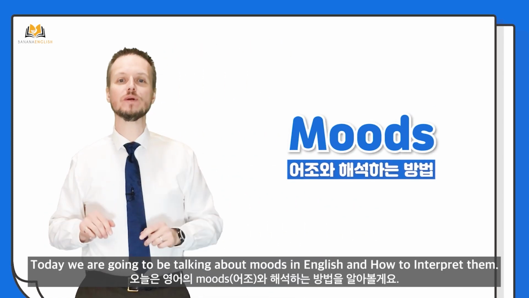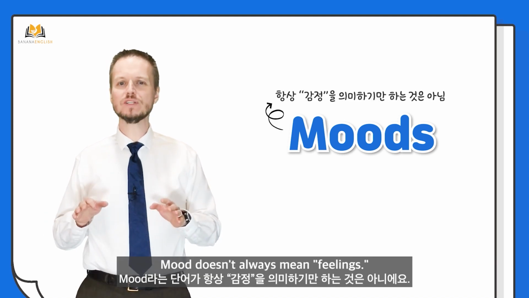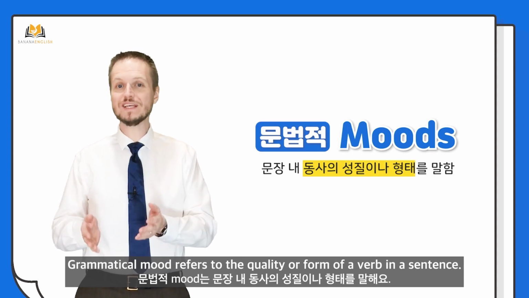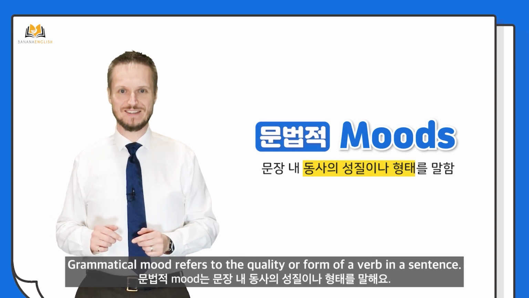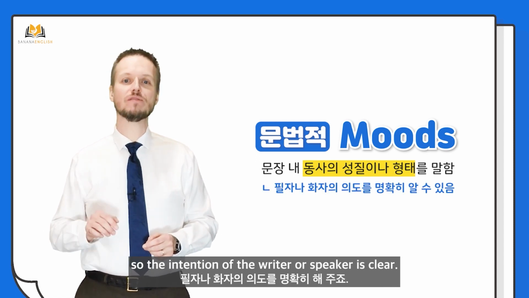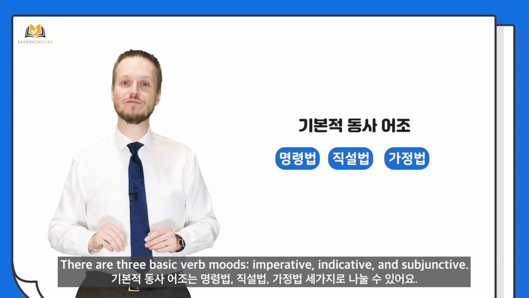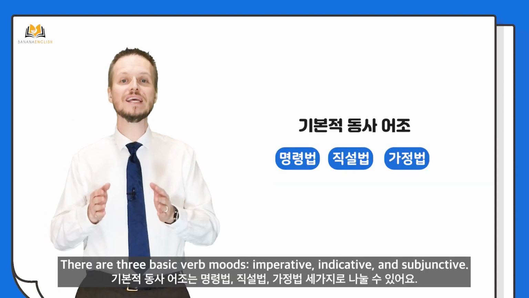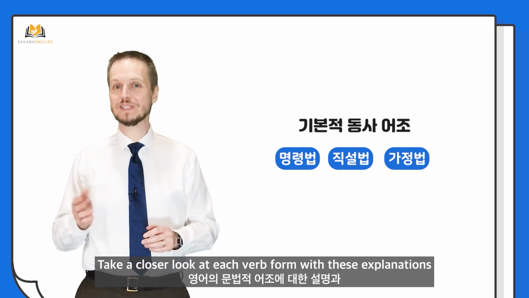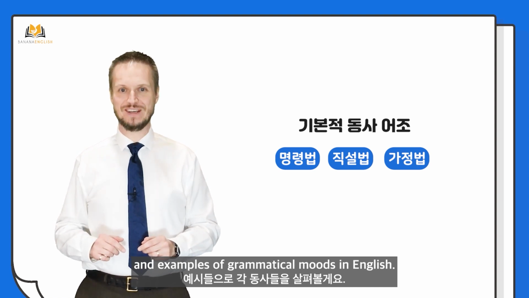Today, we are going to be talking about moods in English and how to interpret them. Mood doesn't always mean feelings. Grammatical mood refers to the quality or form of a verb in a sentence. It denotes the tone of a verb in a sentence, so the intention of the writer or speaker is clear. There are three basic verb moods: imperative, indicative, and subjunctive. Take a closer look at each verb form with these explanations and examples of grammatical moods in English.